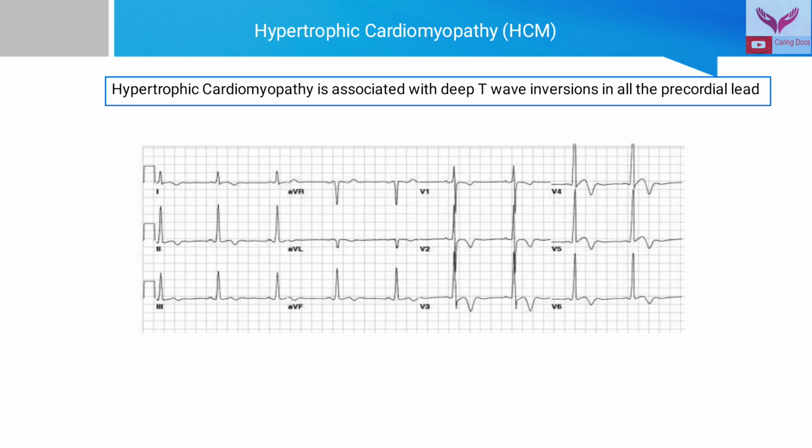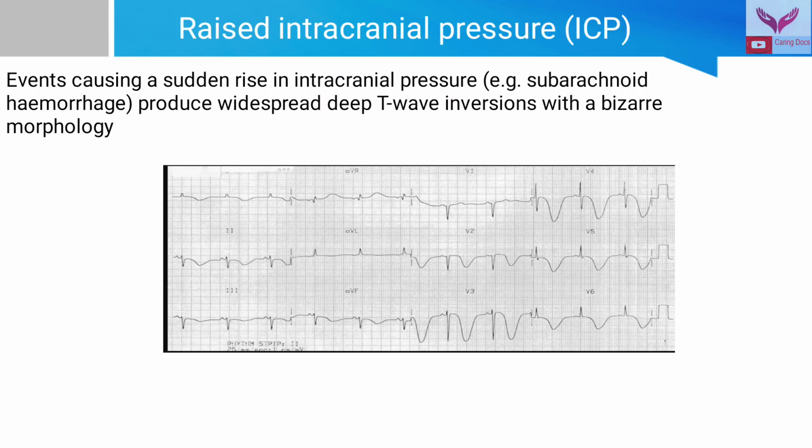This ECG is of hypertrophic cardiomyopathy. Here we can see deep T wave inversion in all the precordial leads. Here we can see widespread deep T wave inversion with bizarre morphology. It is because of increased intracranial pressure as seen in subarachnoid hemorrhage.